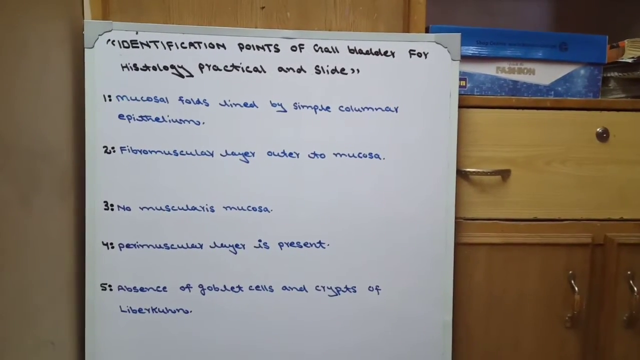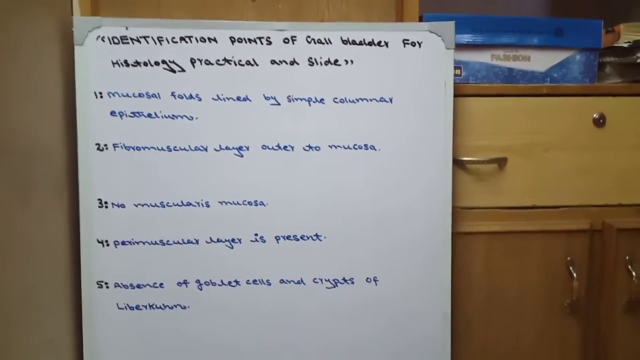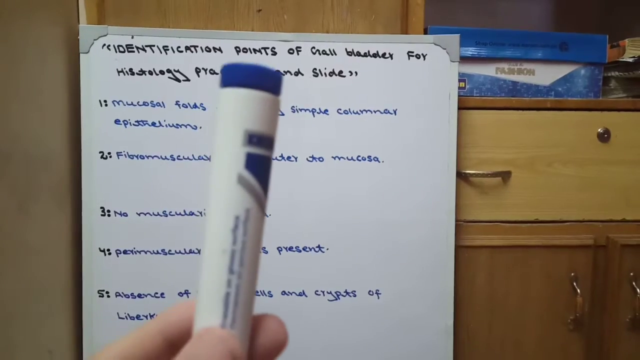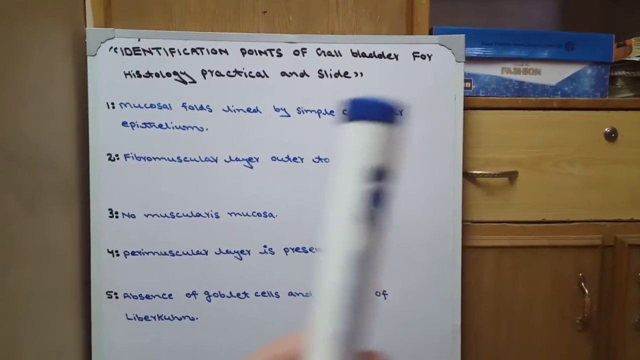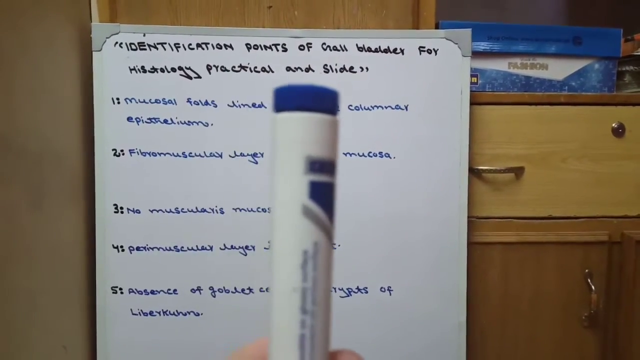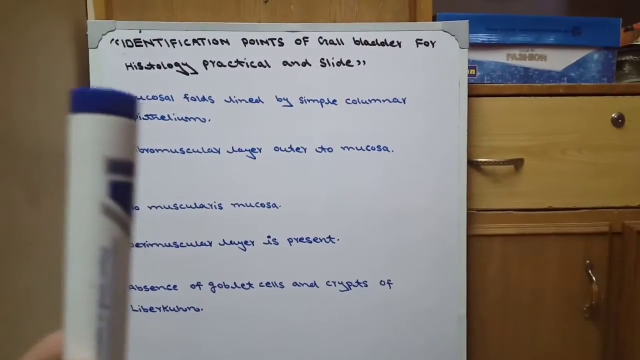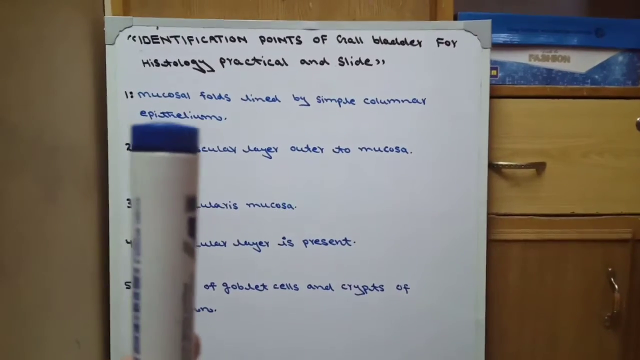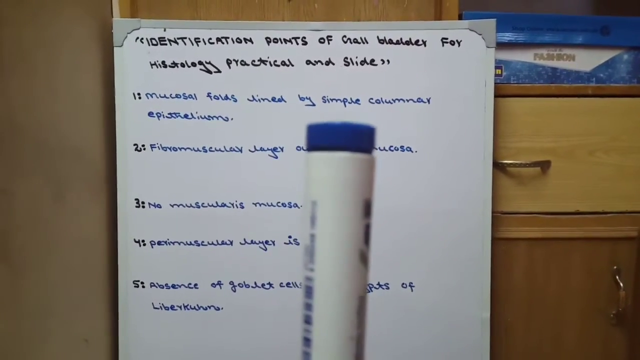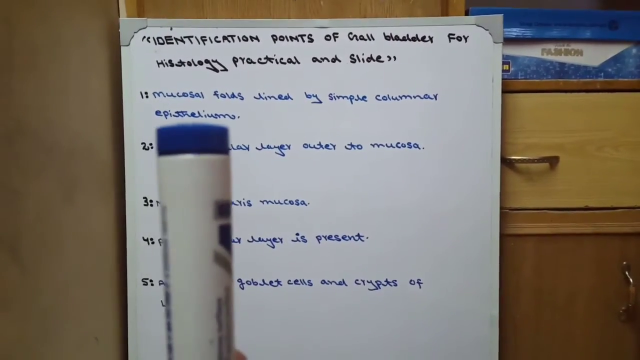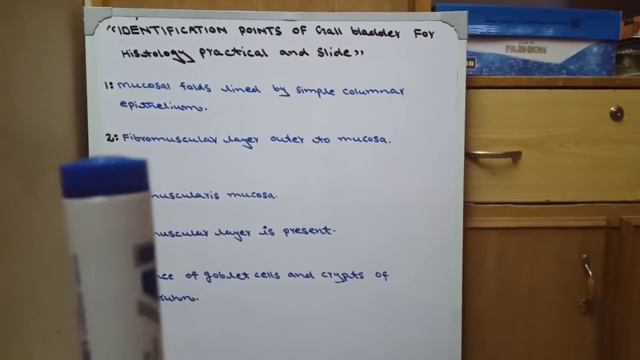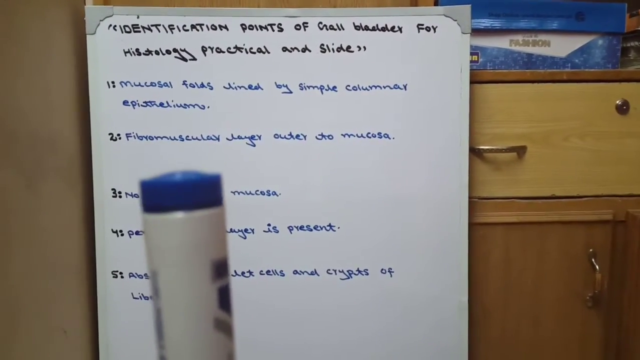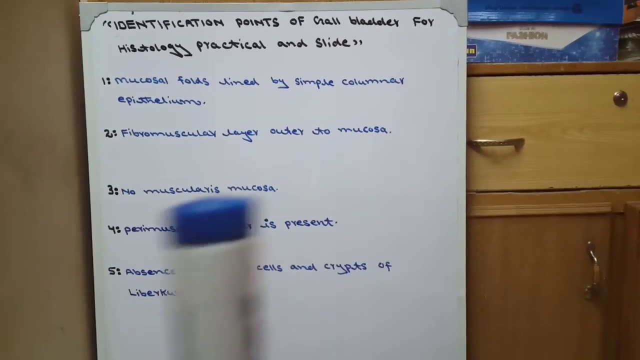Today our topic is related to histology: identification points of gallbladder for histology practical and slide. There are 5 identification points of gallbladder. Number 1, mucosal folds lined by simple columnar epithelium. Number 2, fibromuscular layer outer to mucosa.